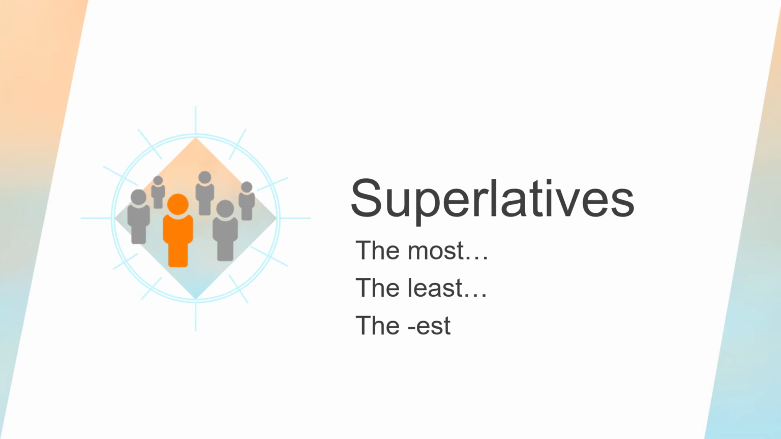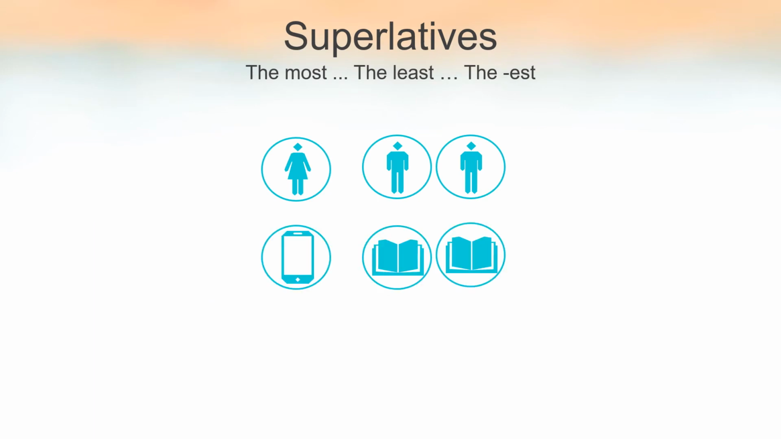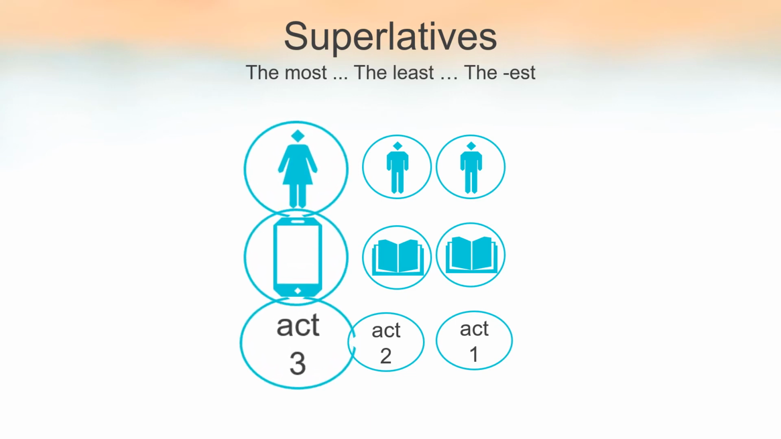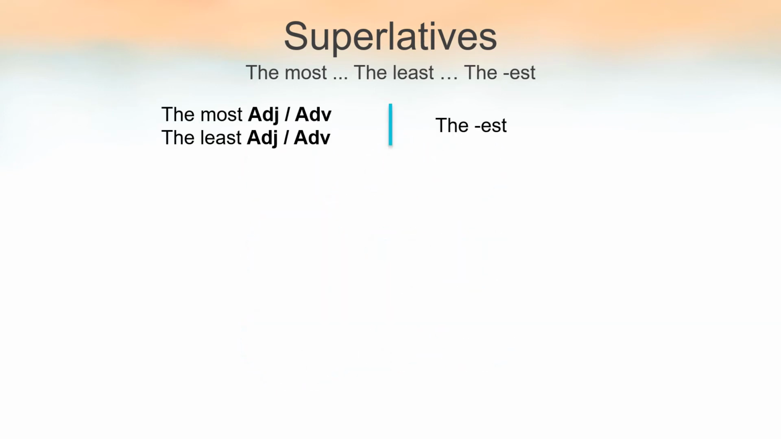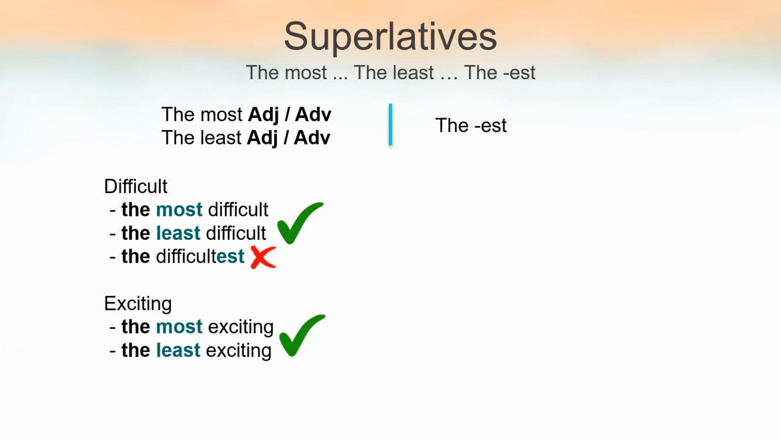Finally, we have superlatives. We can use adjectives and adverbs to say that people or things or actions have the most or least of a quality. We put the most or the least before long forms. For example, difficult will be the most difficult and the least difficult, not the difficultest. Also, exciting will be the most exciting or the least exciting, but not the excitingest.